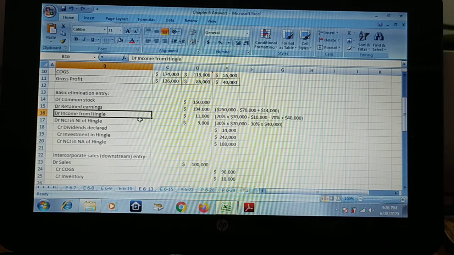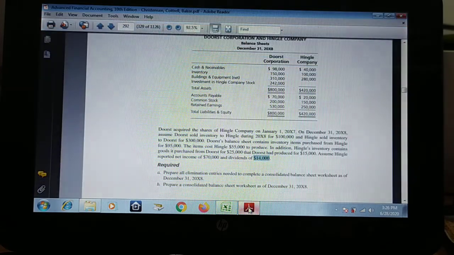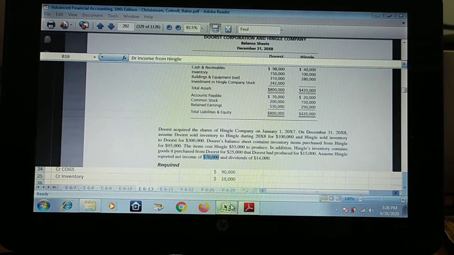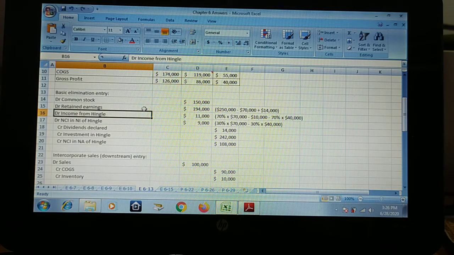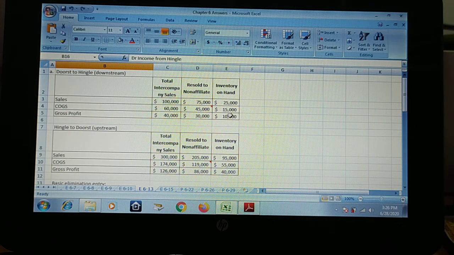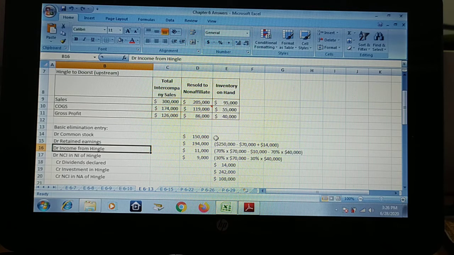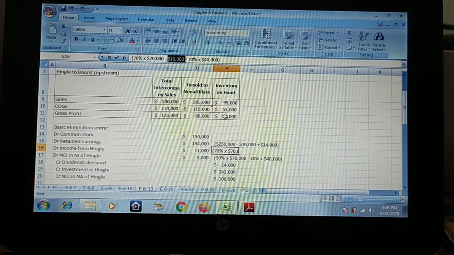And then for the income from Hingle, basically we will use 70% times the income of Hingle, usually, if there is no intercompany sale transaction. But remember, we have this intercompany sale transaction. For the income from Hingle, remember for downstream you need to allocate it all to the parent. So that's why this is 10,000 full for the parent.